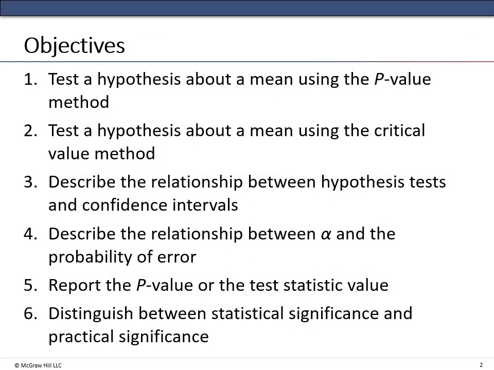We're going to test a hypothesis about a mean using the p-value method. We're also going to do the same thing using the critical value method. We're going to talk about the relationships between hypothesis tests and confidence intervals. We're going to describe the relationship between alpha and the probability of error. And we're going to report the p-value or the test statistic value and distinguish between statistical significance and practical significance.